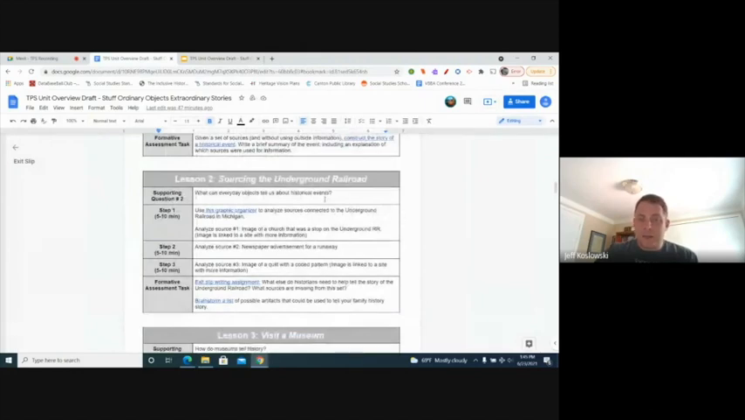Now, on to lesson 2. We wanted to connect it to an important historical event, and that historical event being the Underground Railroad. Both of us being from Michigan, we wanted to talk about the Underground Railroad, as it is an important detail for us, but it also looks a lot at sourcing here.